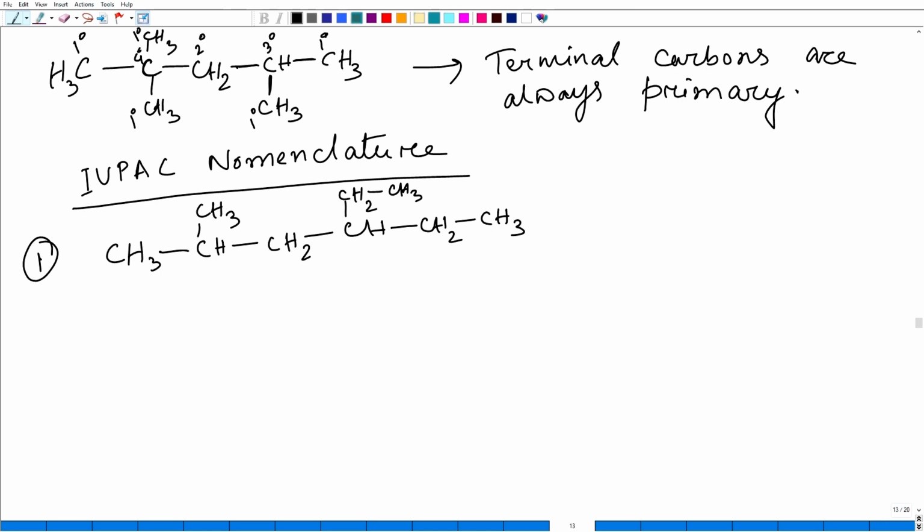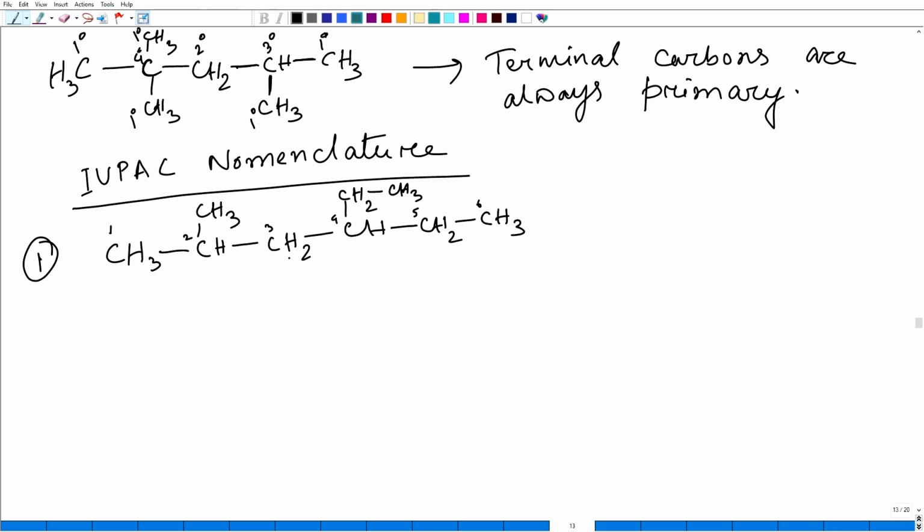So, this is the compound. We have to count the longest carbon chain. Let us start from here: 1, 2, 3, 4, 5, 6. Why will we count from this side and not this side? Because from this side if we count, the first substitution comes in the third position, but from here the substitution is coming in the second position.